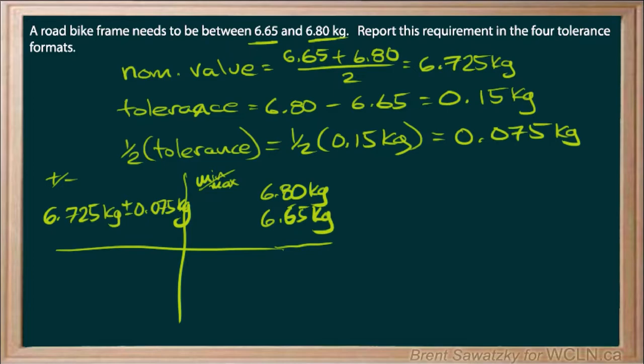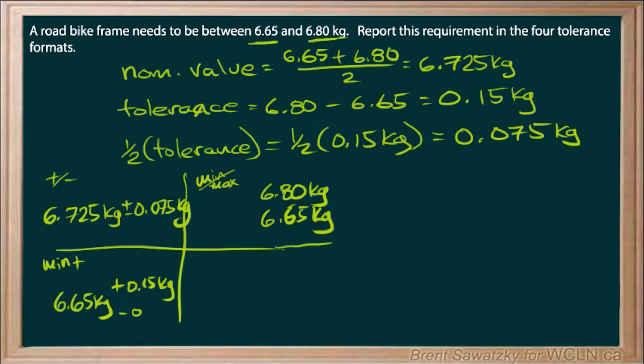And the next one is basing it on our minimum and going up from there. And so our minimum in this case is 6.65 kilograms. And so then we just put a 0 to say that that's where we're going from. And we're going up to. And in order to get to the maximum, we have to add the full tolerance in this case, right? 0.15 kilograms. And so there's another format for showing our tolerance. And so minimum and what we have to go up to get to our maximum.